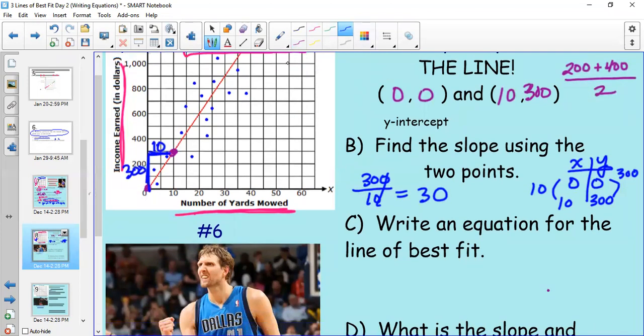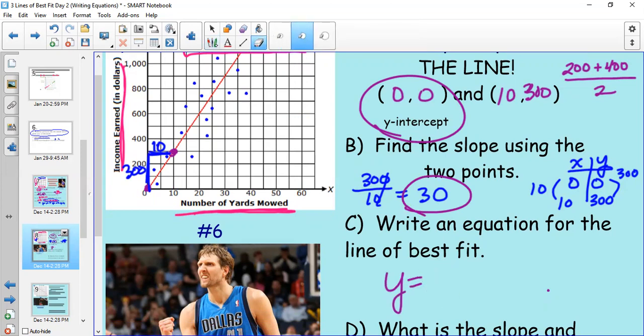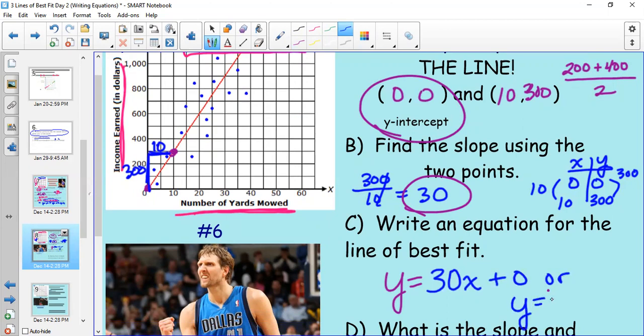Okay, if we put those 2 parts together, a and b, our y-intercept and our slope, we would get the equation of y equals, not m anymore, we know our slope is 30. So we have 30x plus 0, or a lot of times we will just write that as y equals 30x.